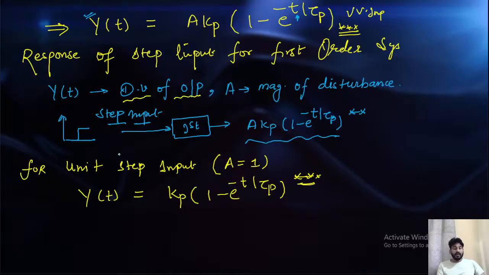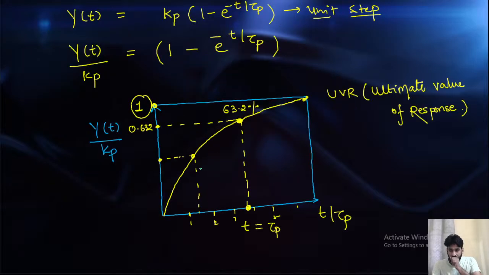For the unit step input, the mathematics is very simple. You have to put A equal to 1. A is the magnitude of the disturbance, and for the unit step input, A will be 1. So this expression will be converted into Kp into (1 minus e raised to the power minus t divided by tau p), guys.